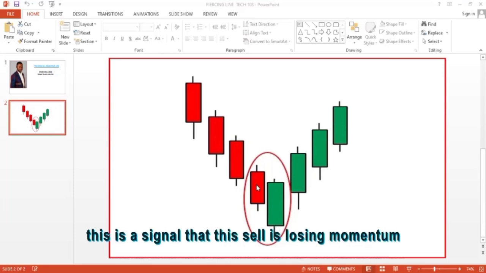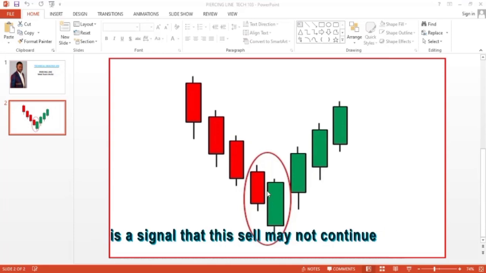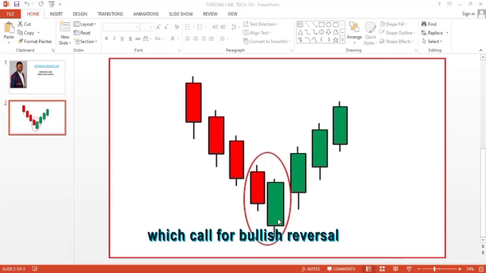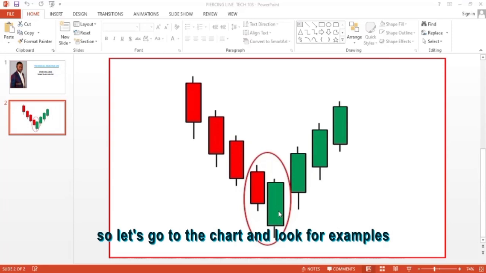This is a signal that this sell is losing momentum. It's a signal that this sell may not continue. It's a signal that sellers are losing steam, which calls for a bullish reversal. So let's go to the chart and look for examples.